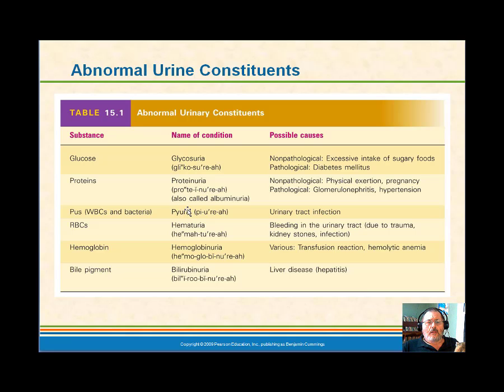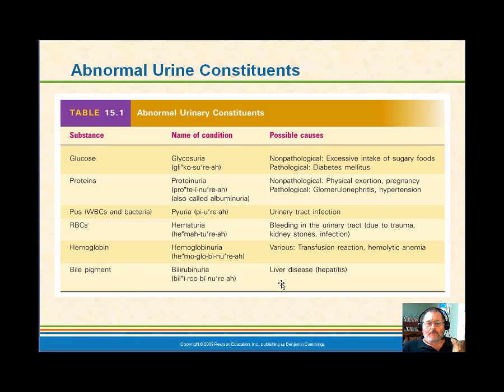Pus in the urine, that is never normal. There's not a possible normal condition for that, but you've got some sort of urinary tract infection as a result. Red blood cells, called hematuria, bleeding in the urinary tract, usually due to some trauma. It could be indicative that you've just passed a kidney stone or have some sort of infection of the tract. Hemoglobin, you can get that from transfusion reactions and hemolytic anemias. Sickle cell anemia, for instance, may end up with hemoglobin in the bloodstream.